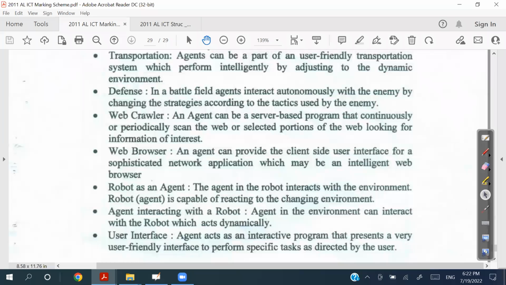A web crawler, it's a new term. I think you may have heard of web crawler. An agent can be a server-based program that continuously or periodically scans the web or a selected portion of the web looking for information of interest, right?